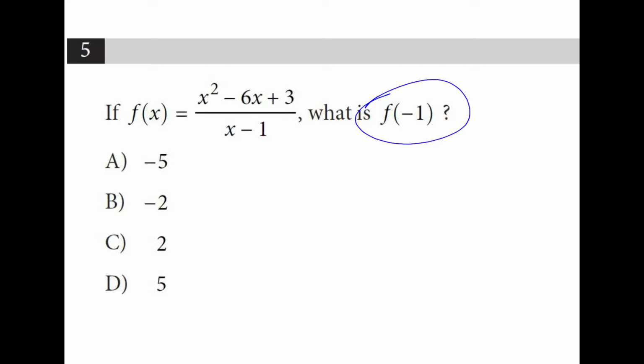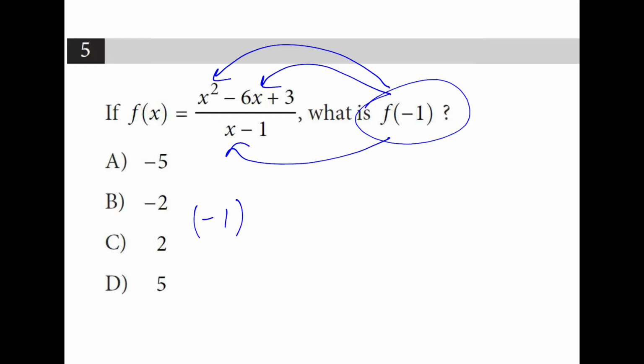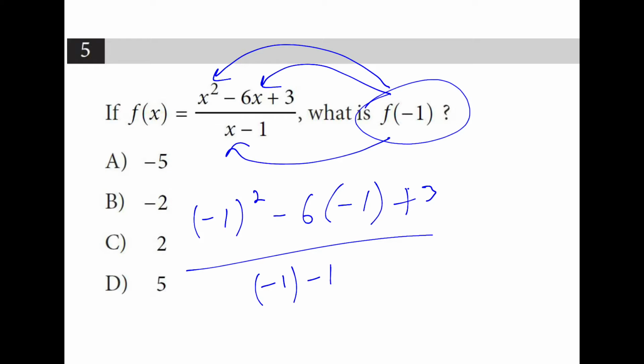If we want to know f of negative 1, we plug in a negative 1 wherever we see an x. Negative 1 squared minus 6 times negative 1 plus 3, all over negative 1 minus 1. So on top, this becomes 1 plus 6 plus 3, and on bottom, this becomes negative 2. So 10 over negative 2 is negative 5.